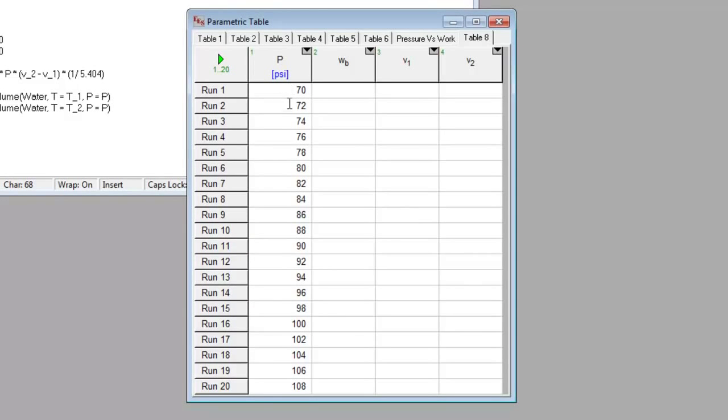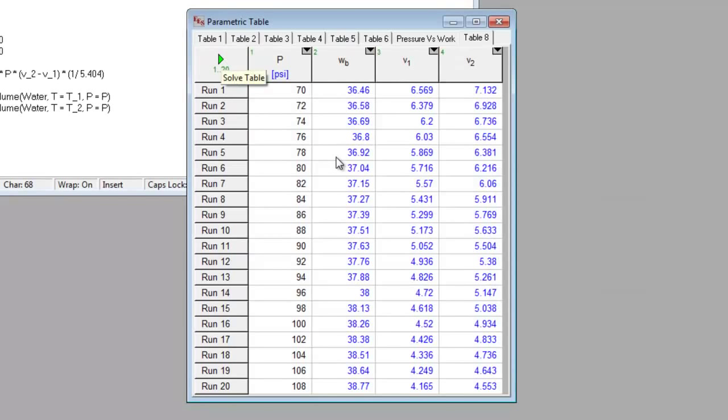And here you can see 70, 72, 74. It's incrementing by a positive 2 every time. So let's run it. And there you go. Here it's going to give you all the values for boundary work, all the values for a specific volume before the heat addition and after the heat addition, all depending on a certain value of P. And this makes sense, as before, the work increased as the pressure increased, but you can also see that as pressure increases, the specific volume decreases, which makes sense.